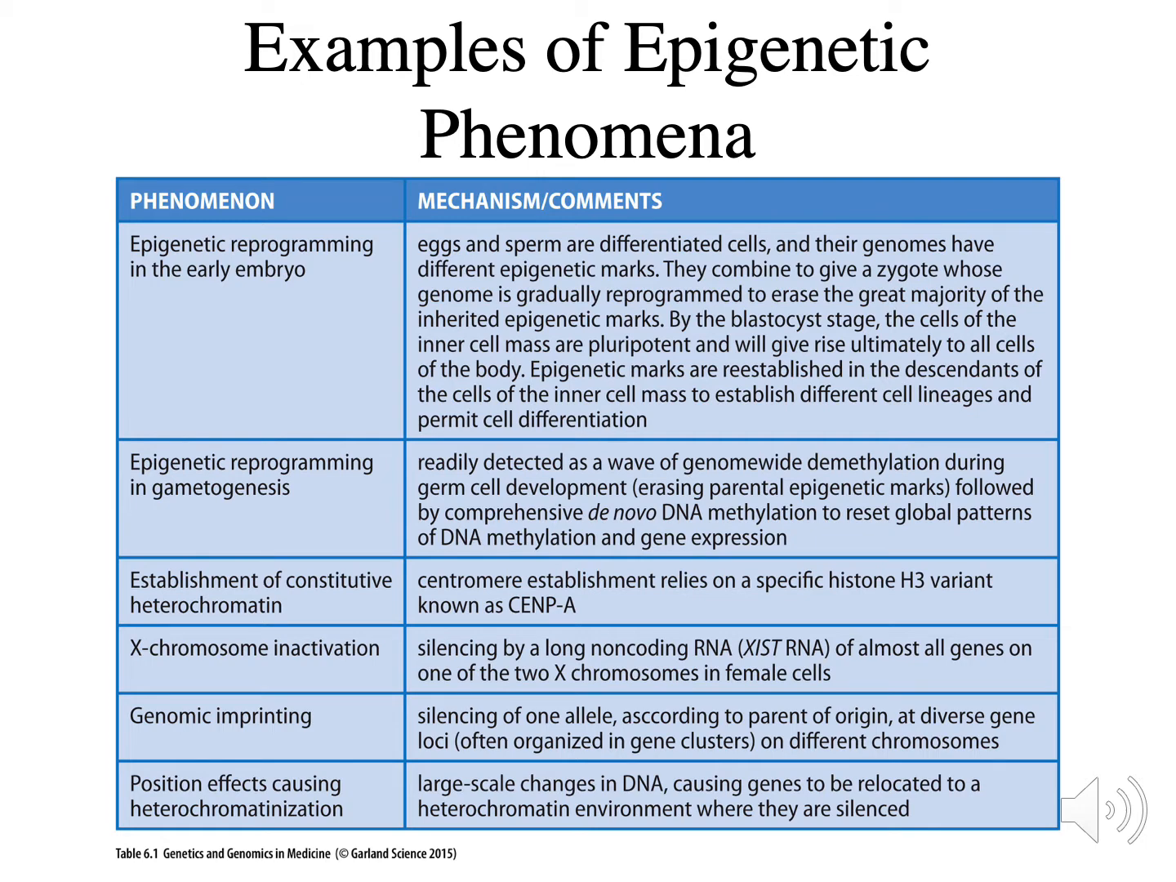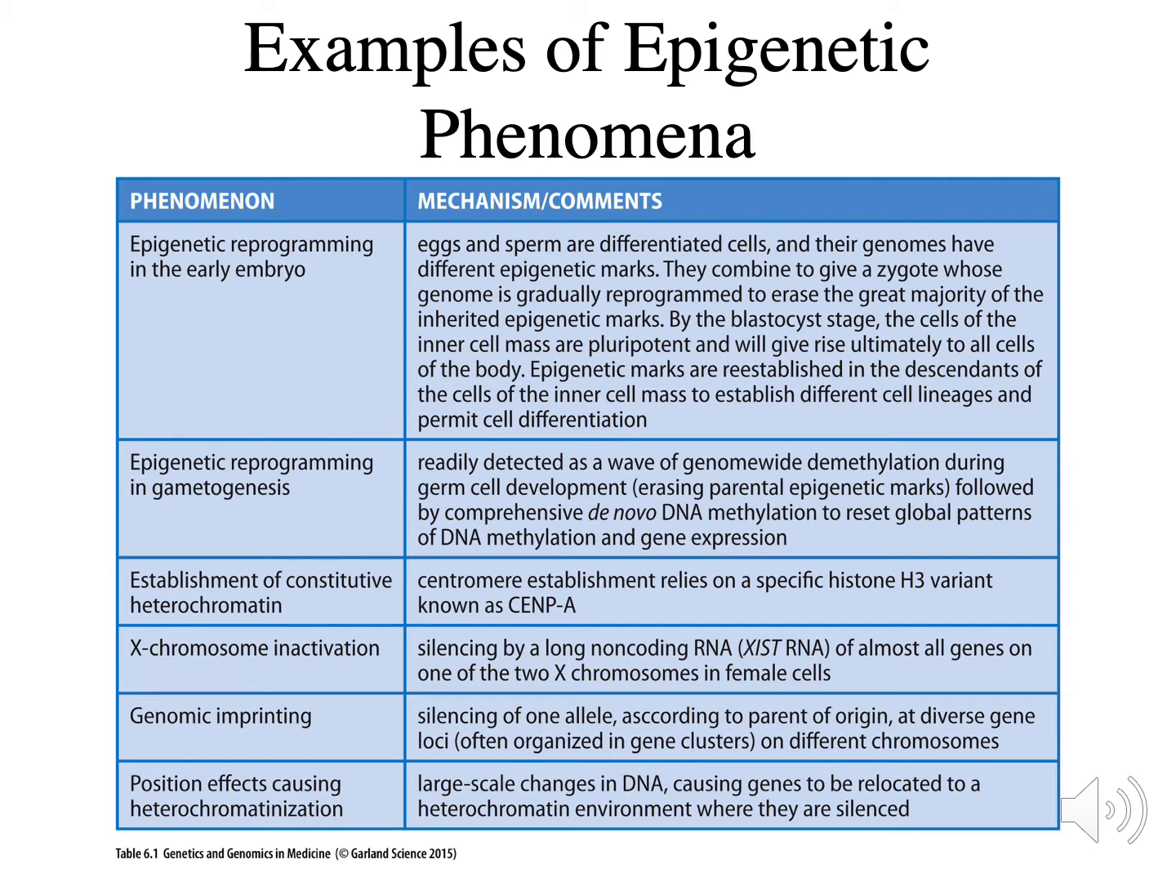But then, by the blastocyst stage of development, the cells of the inner cell mass are pluripotent, and that means that they could give rise to any cell. So remember, by having epigenetic marks, you're attenuating gene expression, and that is contrary to pluripotency. But then, as development continues, epigenetic marks are reestablished in the descendants of the cells of the inner cell mass to establish different cell lineages and permit cell differentiation. So that's one phenomenon that takes place in early development that involves epigenetic reprogramming.